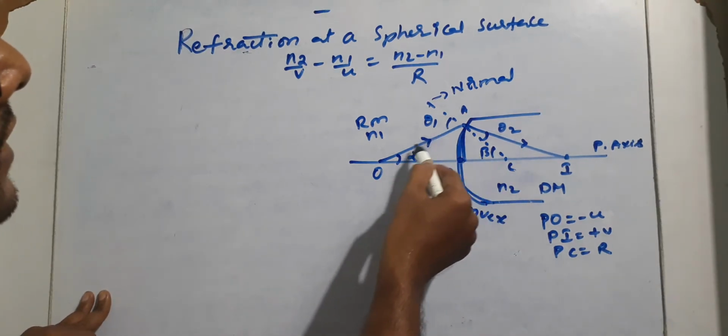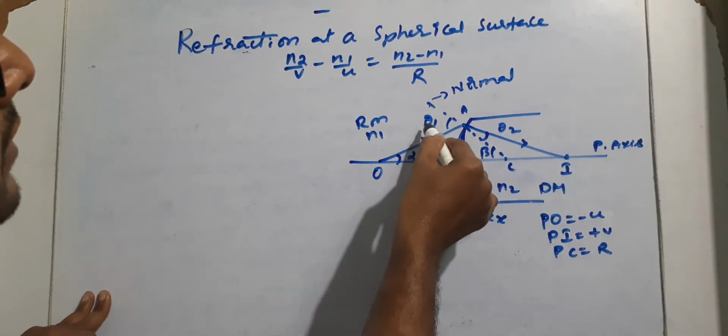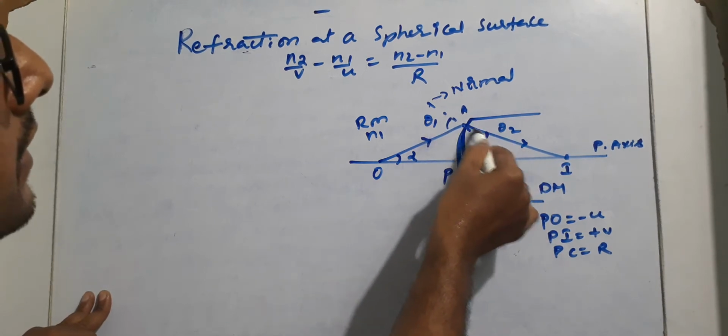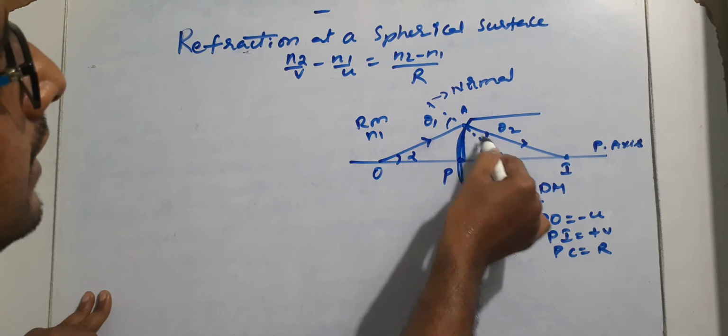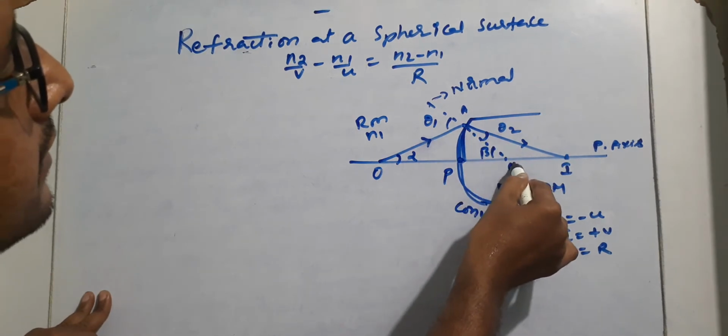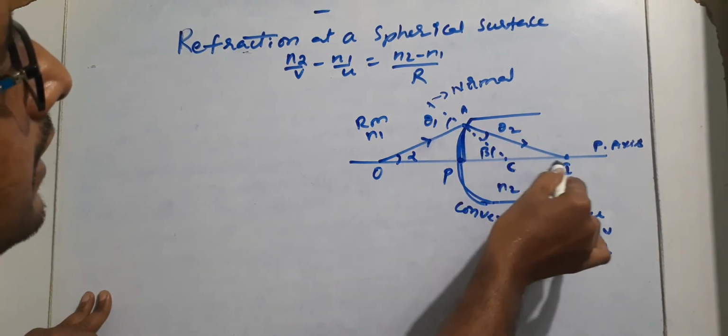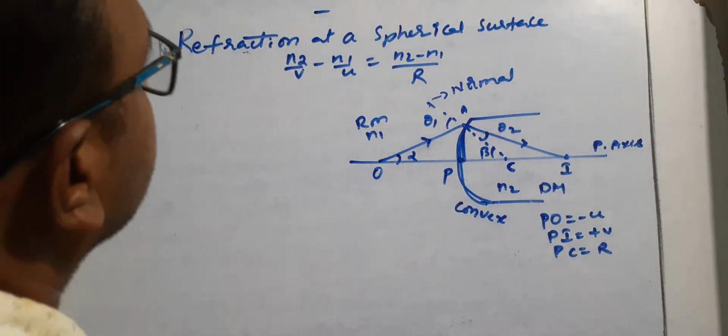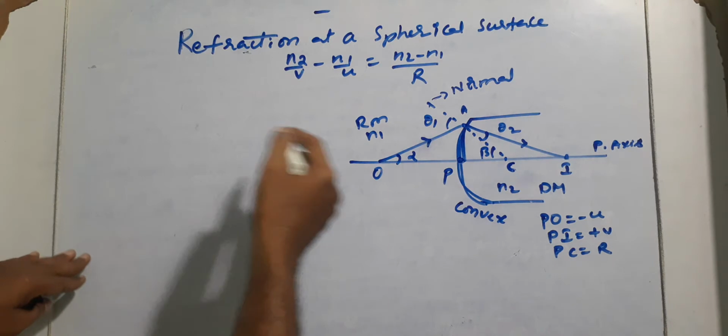So here the angle between the incident ray and the normal is theta 1. This is called the angle of incidence. This is the refracted ray, so the angle between the normal line, that is the C normal line, and the refracted ray is the angle of refraction, theta 2.